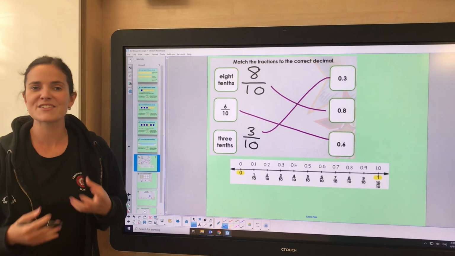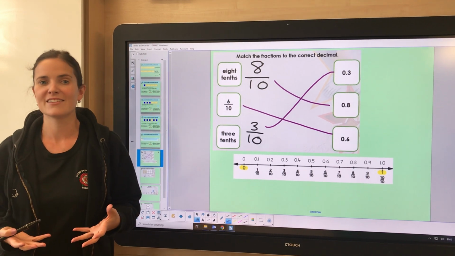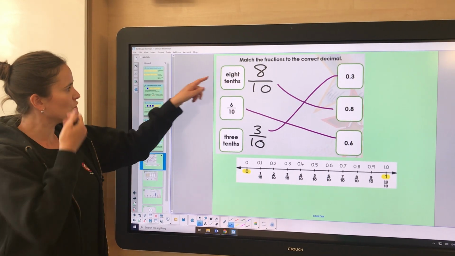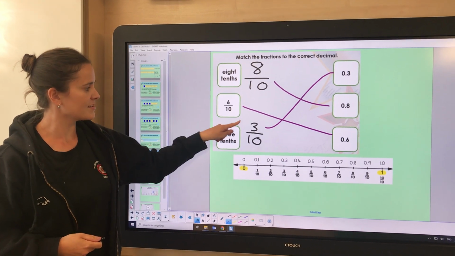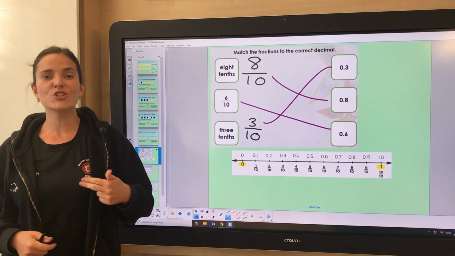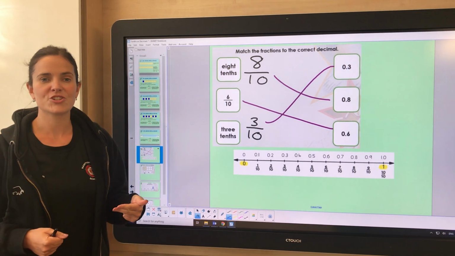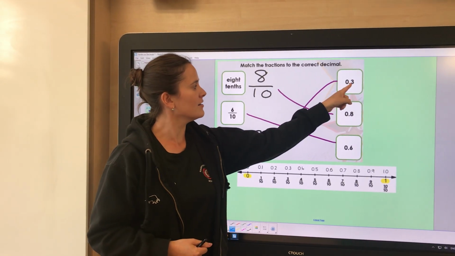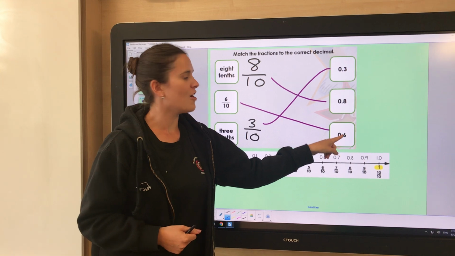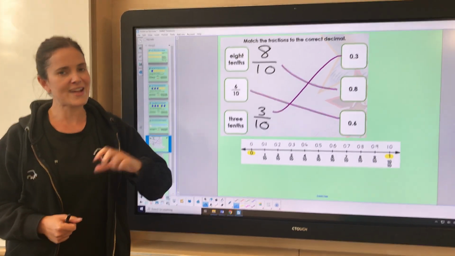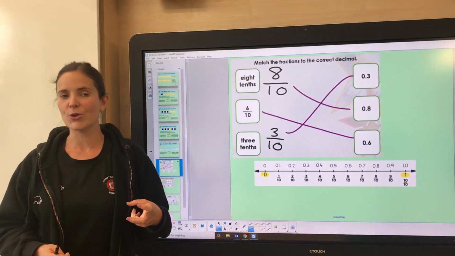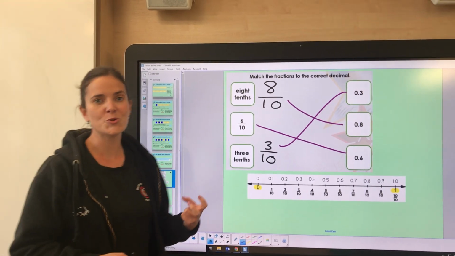Hopefully, you're starting to spot that there is a pattern emerging. The numerator in each of those fractions, 8, 6, and 3, is the same number that appears after the decimal point in each of the decimal numbers. And that's a pattern that's really going to help you if you can spot it when doing this kind of question.